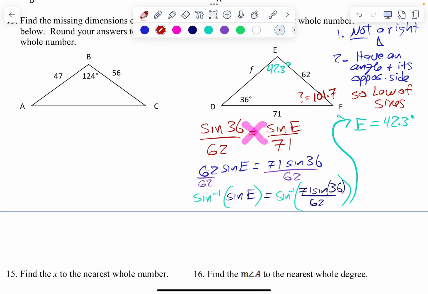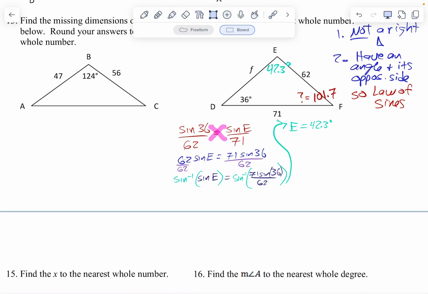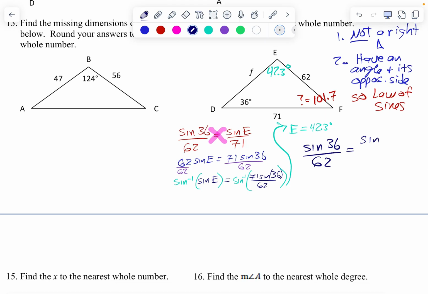All right, now what? Yep. Start over. So sine of 36 over 62 again. Keep using the given relationship instead of one that you solved for as much as possible. In this case, we don't really have a choice, but we can keep the left side the same. Okay, then we just solve for f. So do this all over again.